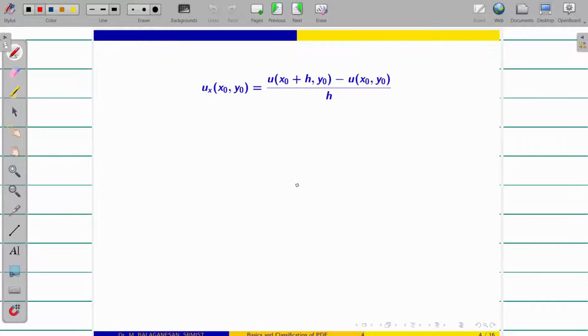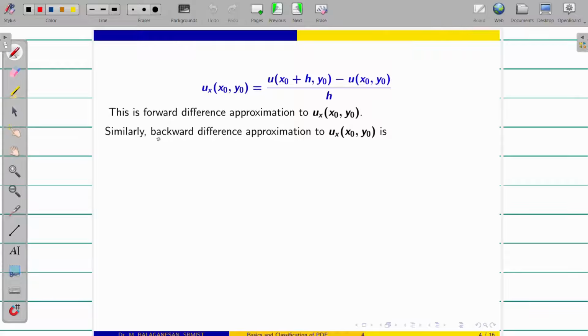That is the only reason I am explaining the concept here. Directly, I'm going to give the formula. What is the difference quotient formula for the first derivative and second derivative? I am explaining here u_x of (x0, y0), and we are going to derive it in a similar way. This is the forward difference approximation for u_x of (x0, y0).